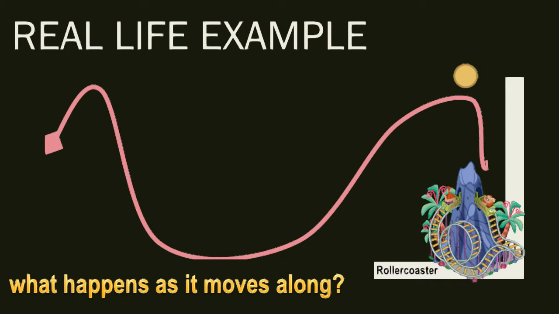What happens as it moves along? When you're up here and you're traveling very, very slowly, but as you start to go down, you're going to pick up speed. You're going to start to go faster or pick up velocity. And as you get down here, you're going to be traveling at your maximum speed. But as soon as you start to go up this way again, you're going to start to lose speed. So you're going to start to decelerate, or minus acceleration, on the way up here.